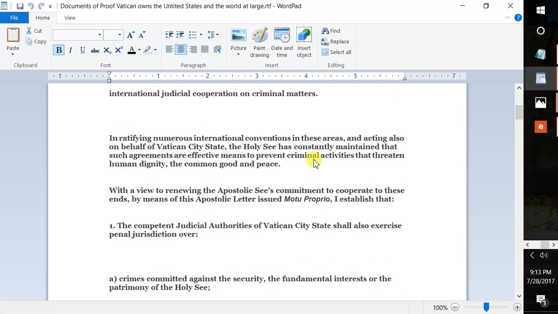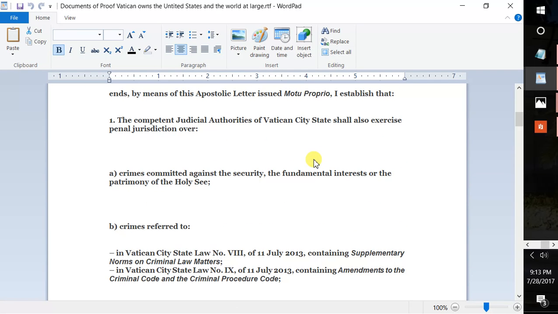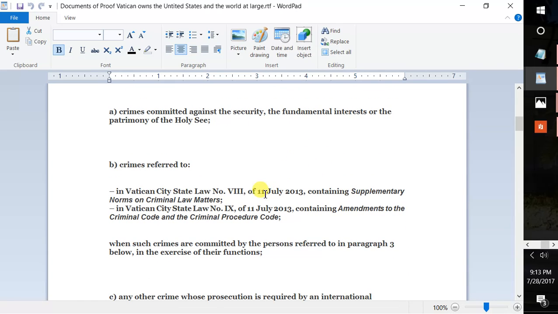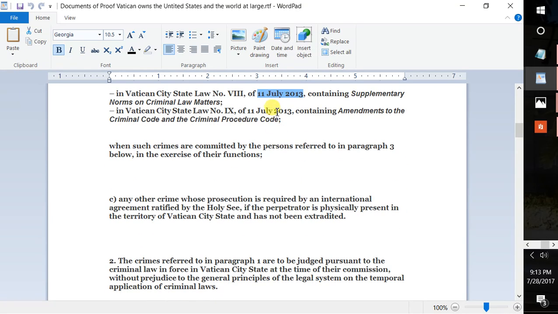Like I said, I'm going to put up a link. You can go pick up the document yourself and actually study. Now, this particular law was made on how the Vatican is going to be judging criminal matters, and the law went into effect on the 11th of July 2013. When this law went into effect on the 11th of July 2013, it started changing the shape of things.